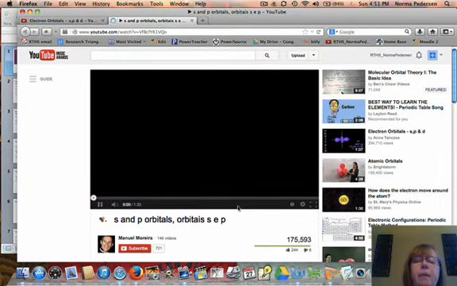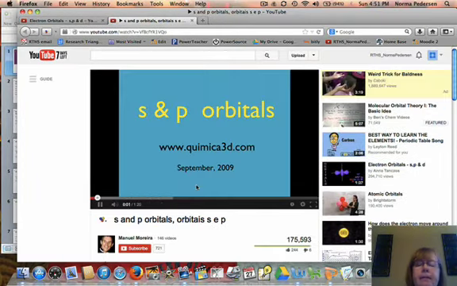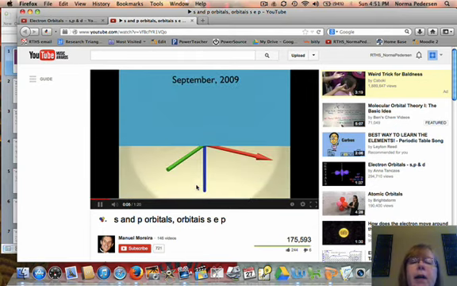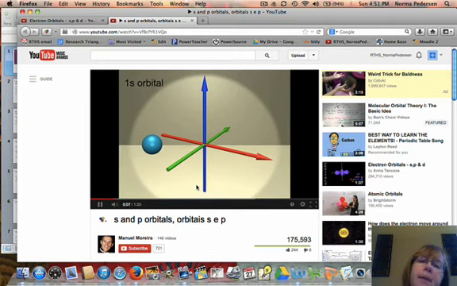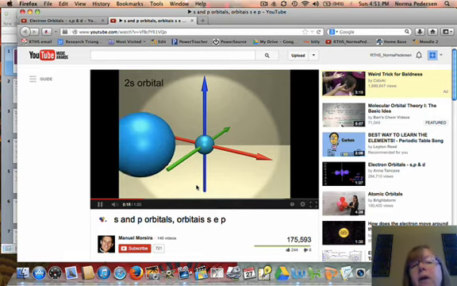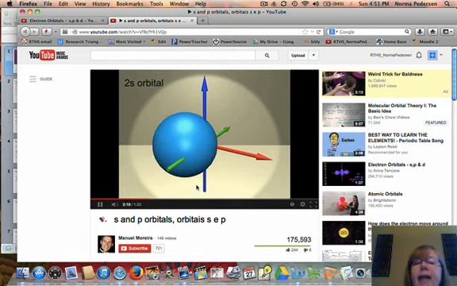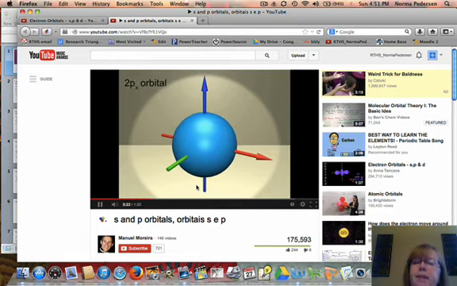Okay, so what we're going to show first is the 1s orbital, and here it comes. It's spherical in shape, and there it is. That's the 1s orbital. Now this is the 2s orbital. Notice it's larger, but it has the same shape. It's spherical.